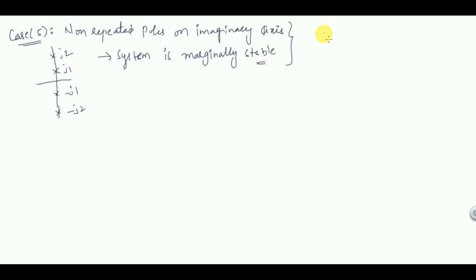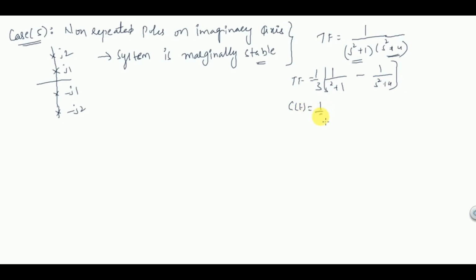So the transfer function will be of this form, 1 by s square plus 1 into s square plus 4, so the poles are s equal to plus or minus j1, s equal to plus or minus j2 here. If you take the transfer function as 1 by s square plus 1 minus 1 by s square plus 4, you have to multiply with 1 by 3 of course. So c of t now becomes 1 by 3 into sin t minus sin 2t.